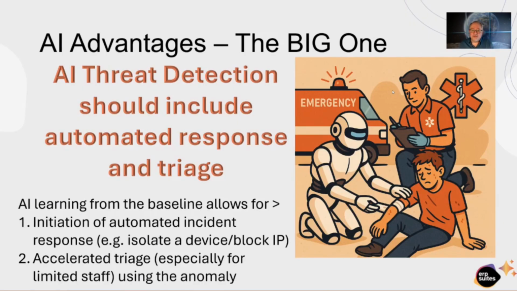This is part of a good AI threat detection system, our ability to accelerate that triage, especially for limited staff. And when I say that, it also, as I put on here, uses the anomaly. So part of that triage is, all right, the AI system is going to tell us, here is why I believe this might be an issue. So instead of delving through lots of logs and things of that nature, it will automatically tell us, this is why I chose that.